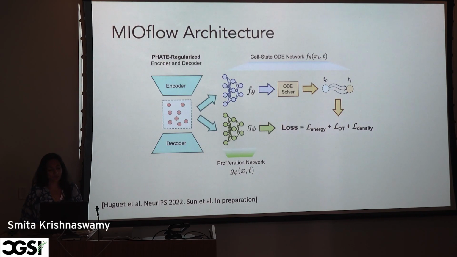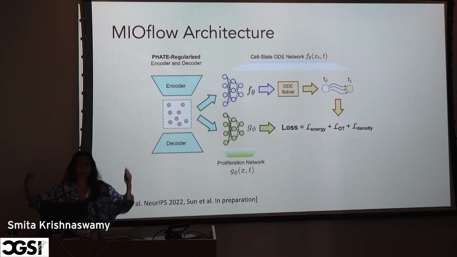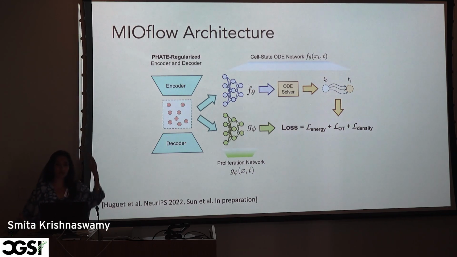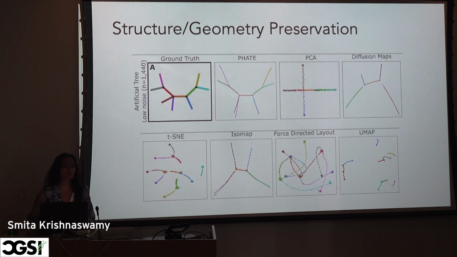Okay, and so here's the overall MIOflow architecture, and I'll go through it piece by piece. I'm going first with the fate regularized encoder and decoder. So what does this really mean? It's an encoder that puts cells from the gene expression space that you get. When you do single cell RNA sequencing, you get cells by genes. So that's the space it lives in. We're going to put it into the fate space. Okay, so why should we put it into the fate space, right?